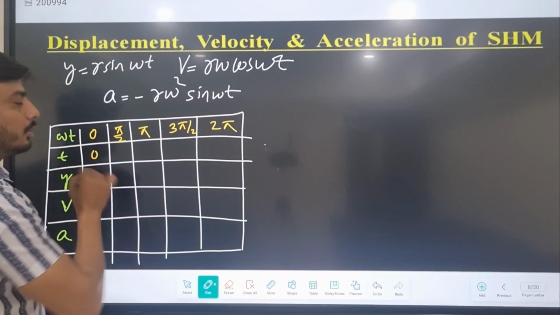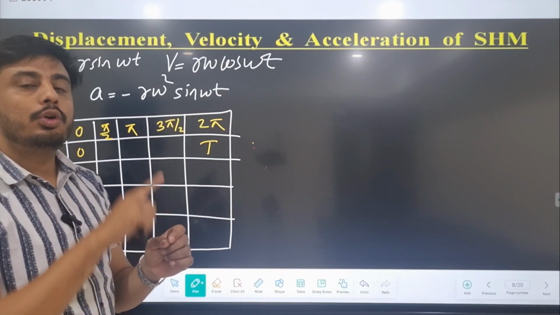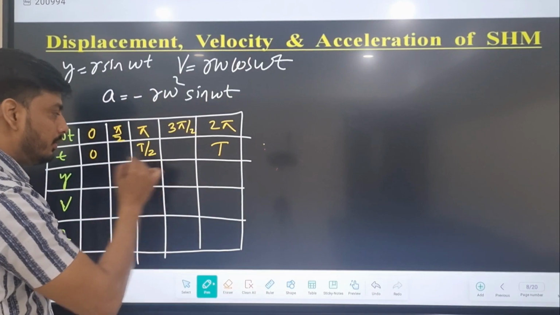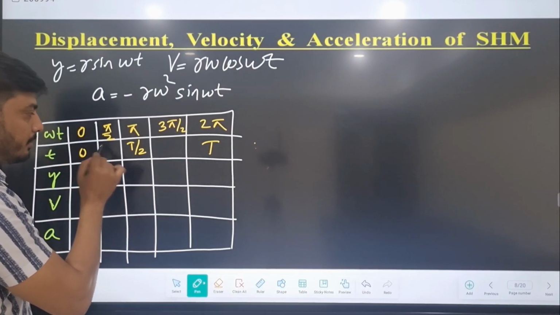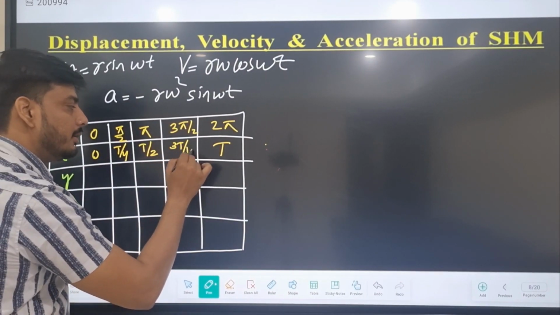Similarly for time, the total time is the time period. Time period is nothing but the time taken by the particle to complete one cycle. So this is capital T. Half of that will be T by 2. Again it starts from 0, and this is T by 2. Its half will be T by 4, and this will be 3T by 4.